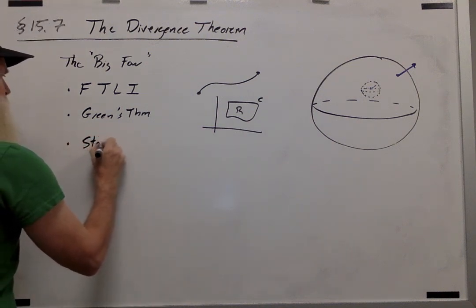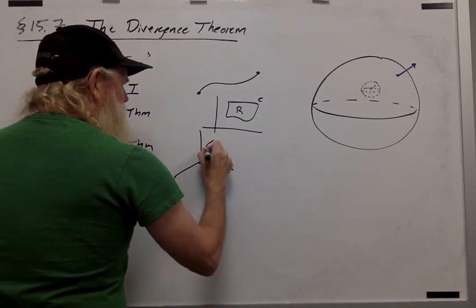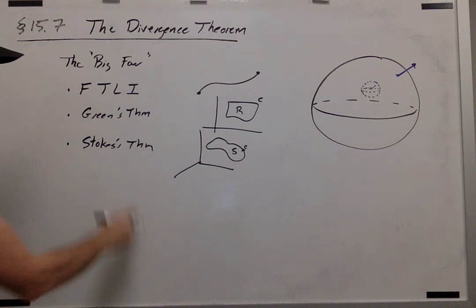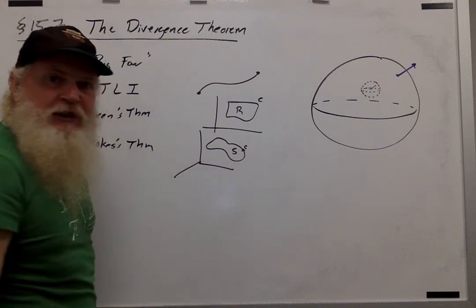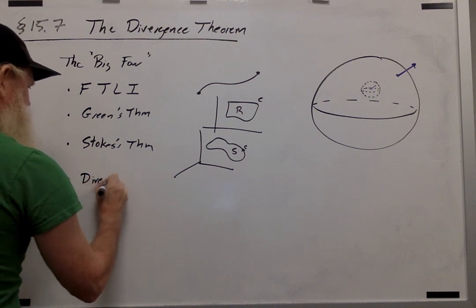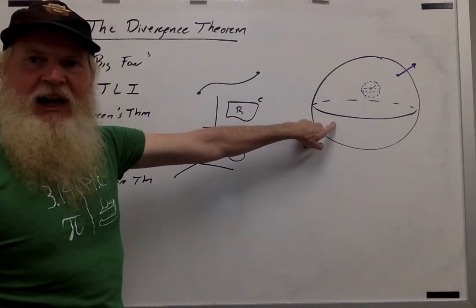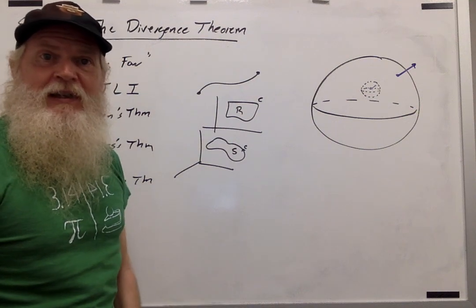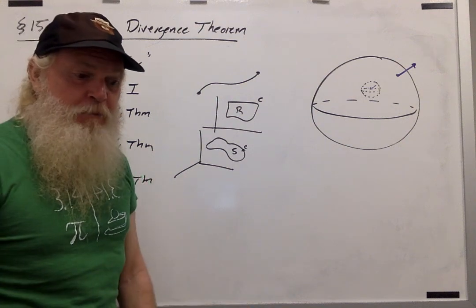Then we saw Stokes' theorem. Here we had a surface in space and its boundary curve. And Stokes' theorem related the integral over the surface in space to a related integral over its boundary curve. And then finally, with this lecture, we're seeing the divergence theorem, which relates the integral over a solid in space to a related integral over its boundary surface. So in each case, we're seeing an integral over some object related to the integral over the boundary of the object.